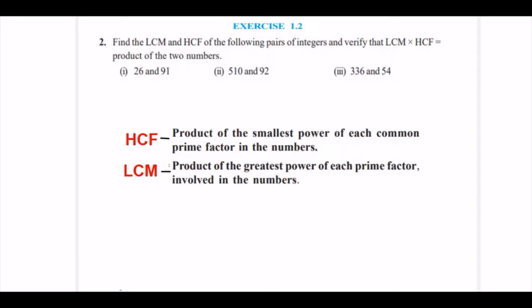The second question is, find the LCM and HCF of the following pairs of integers and verify that LCM into HCF is equal to the product of the two numbers. While finding the HCF and LCM, after you do the prime factorization, in HCF, find the common factors, and among the common factors, take the factor with the smallest power. While performing the LCM, take all the involved factors and, from among them, take the greatest power. So let's start with the first question.